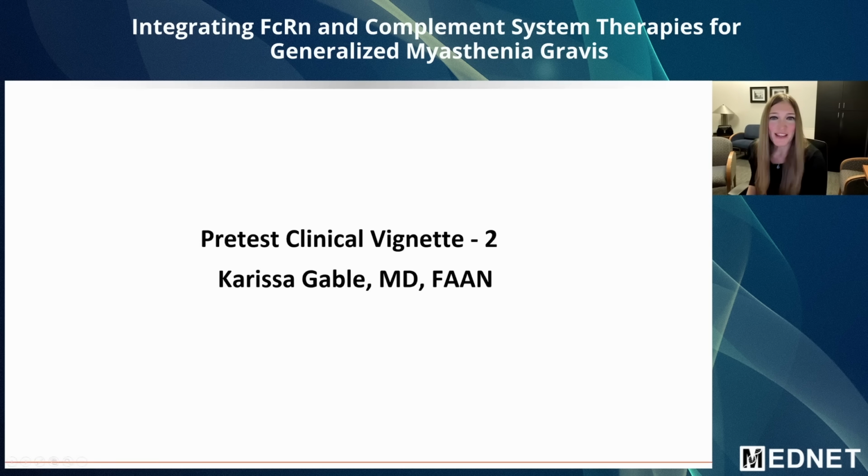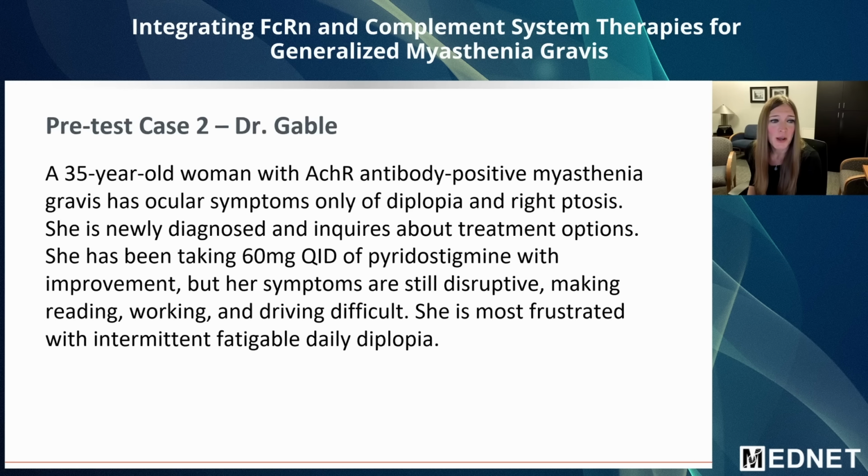Okay, so thanks for that overview, John. We're going to get into some of the treatment options, a broad overview of so many treatments available now. So exciting. First, a pretest question. A 35-year-old woman with acetylcholine receptor positive myasthenia has ocular symptoms only of diplopia and ptosis. So, a new diagnosis, not a long duration of disease. She started taking 60 milligrams four times a day of pyridostigmine.